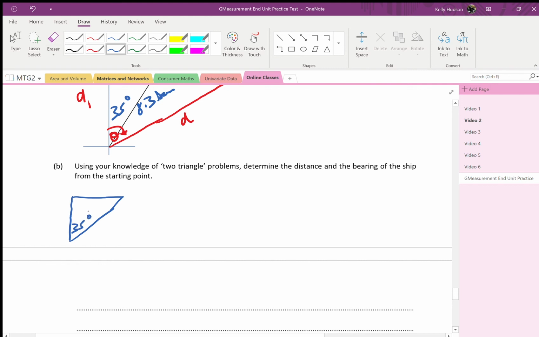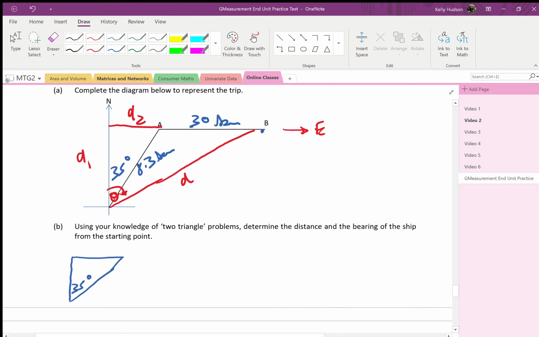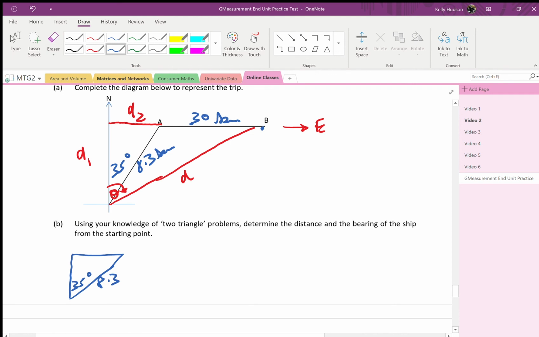35 degrees. I know that I've got my distance of 8.3, and I'm going to call this one D1. Yes, D1. So I need to work out what my D1 value is equal to. So what am I going to use? Well, I'm going to use the trig ratio. I've got adjacent and I've got hypotenuse. So I'm going to go tan of theta is equal to, sorry, not tan. I'm going to use my cos ratio because that's adjacent and hypotenuse. So cos of my angle, I'll call it just angle A.